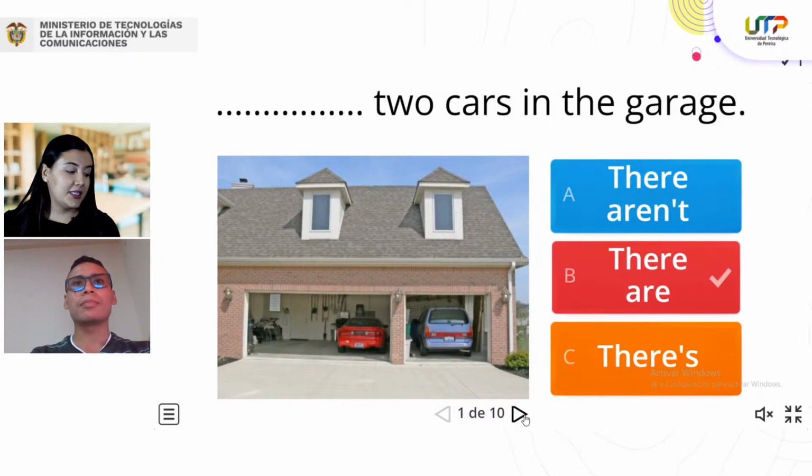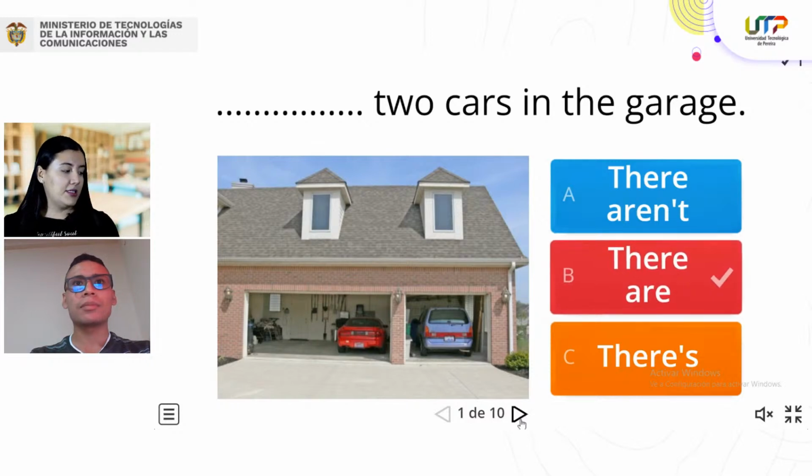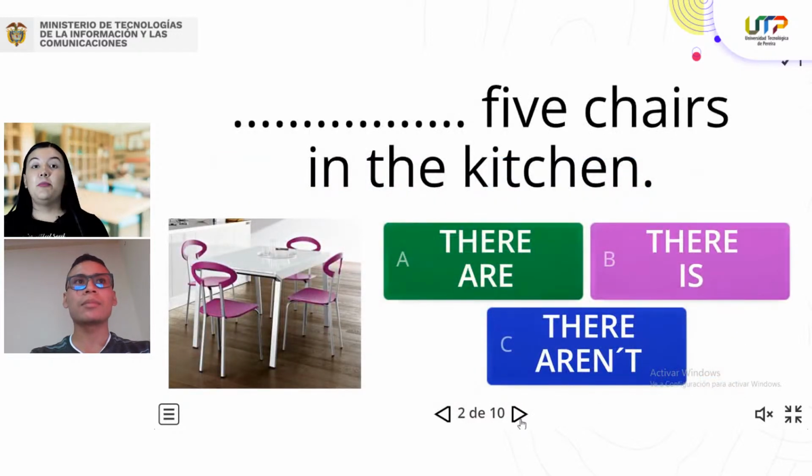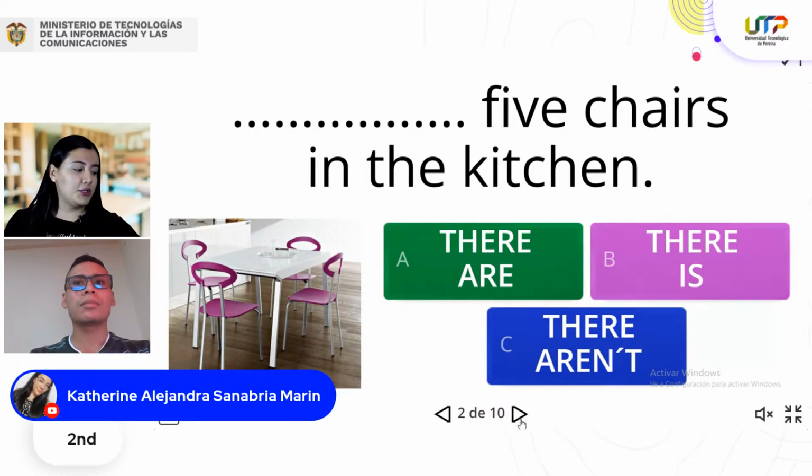Let's continue with the second one. So this is the second round, okay? So we don't confuse the answer. Second round. So look at the picture, yeah? And let's read it together. There is a blank and we got the following information: 5 chairs in the kitchen. Are there 5 chairs? So there are 3 options.